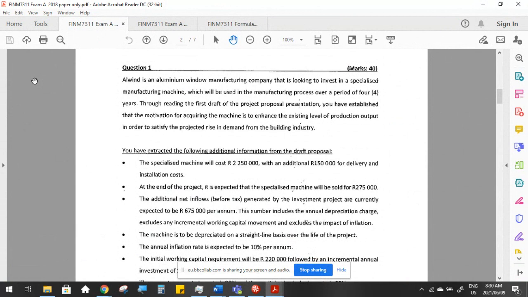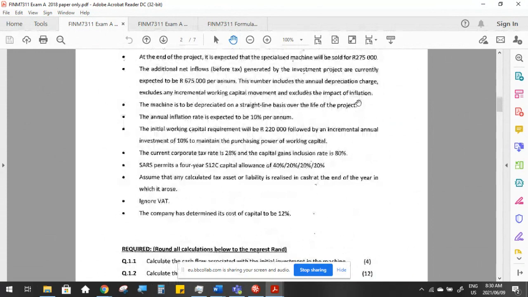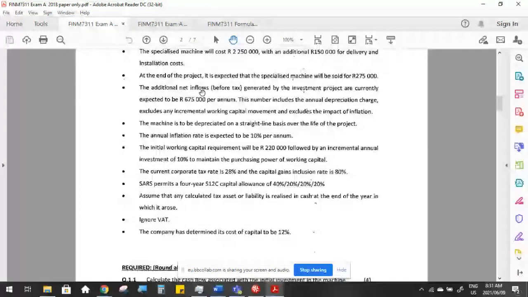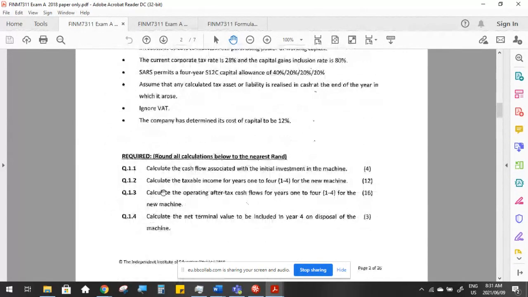So let's just have a look. Your question 1 on this paper was for 40 marks, a capital budgeting question. Let's have a look at what the required is. 40 marks is a nice big fat question. And please take note of any instructions: round all calculations to the nearest rand, or if they say use 2 decimals, then please do exactly what they say, otherwise you can lose marks.